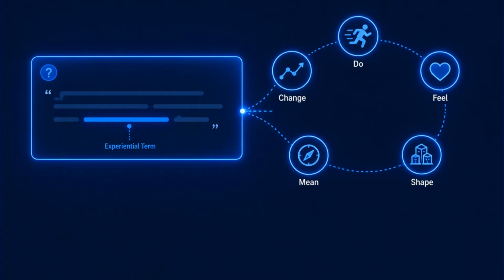Now try the practice move with your own study. Write your central research question. Underline the main experiential term. Then ask 5 questions. What does someone do when this is happening? What do they feel? Who or what shapes it? What meaning do they make? Does it change over time?